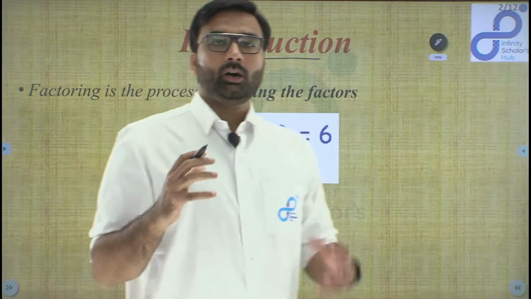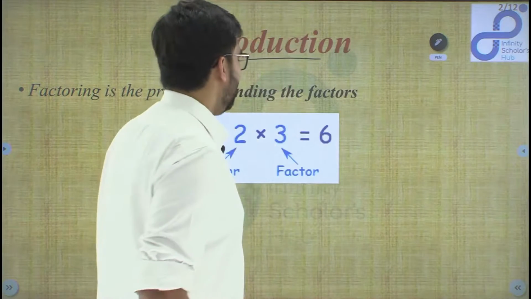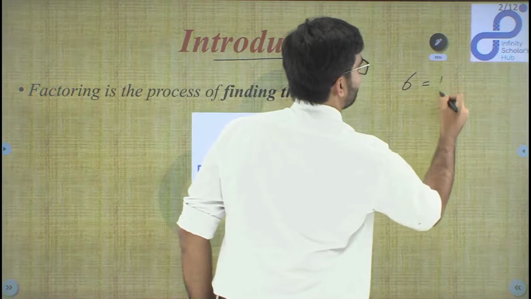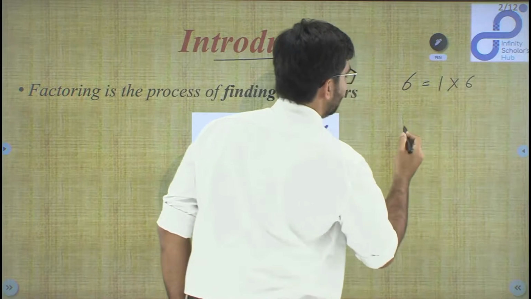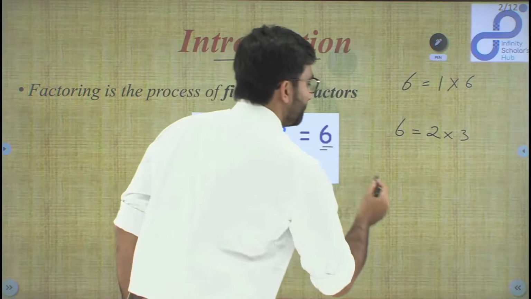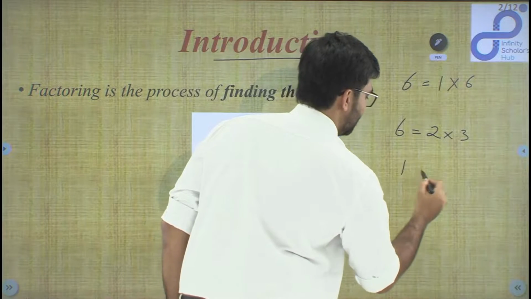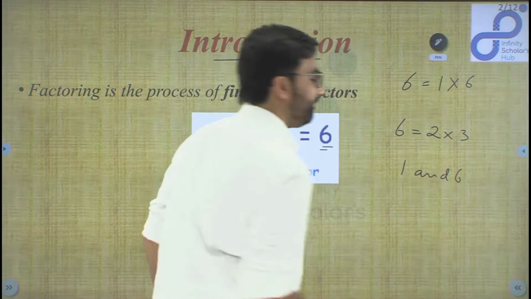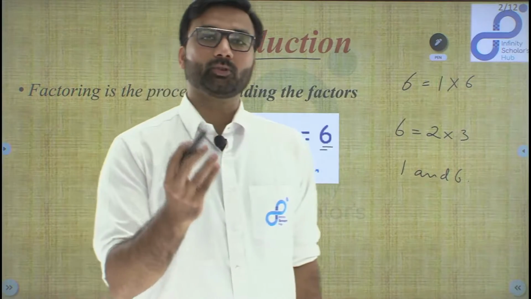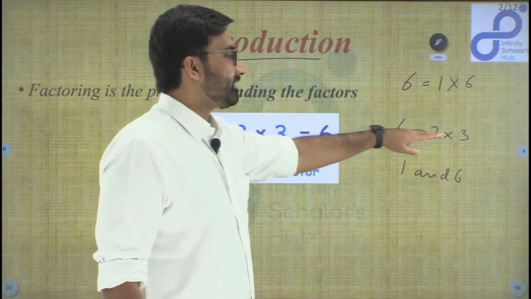See, we have learned how to find factors in arithmetic. Say for example, if I give you 6, the factors of 6 are, you can write 1 into 6, right? 6 can also be written as 2 multiplied by 3. So when I say the factors, you can say 1 and 6. Same way in algebra also we have factors, and the process of finding these factors is called factorization.